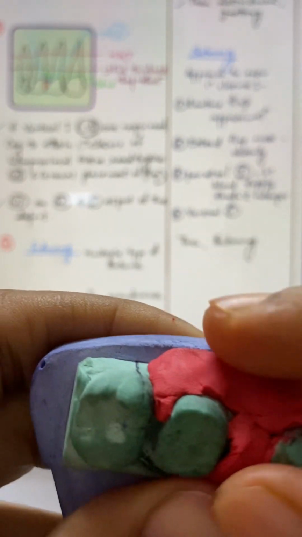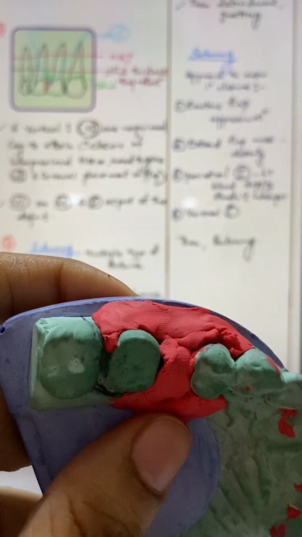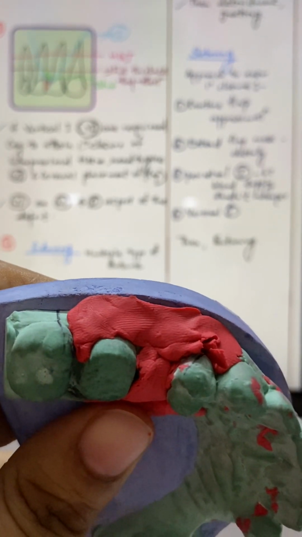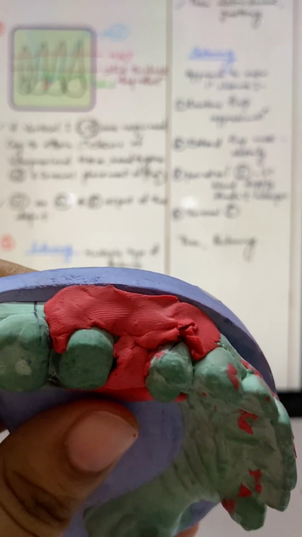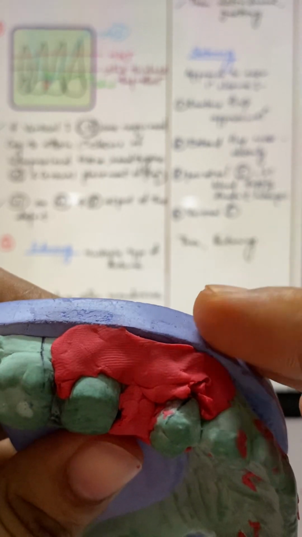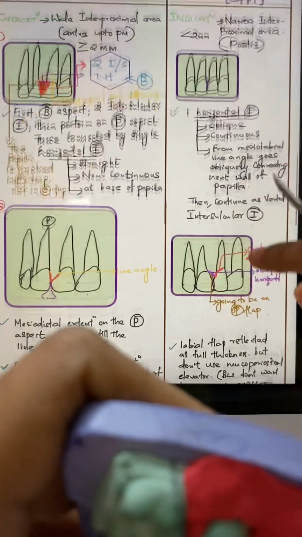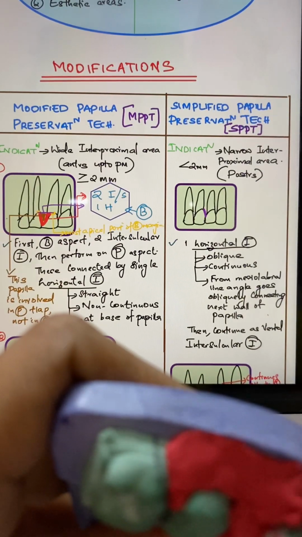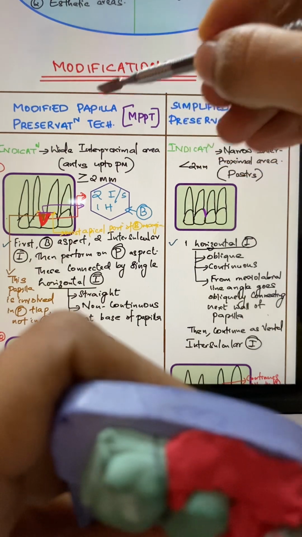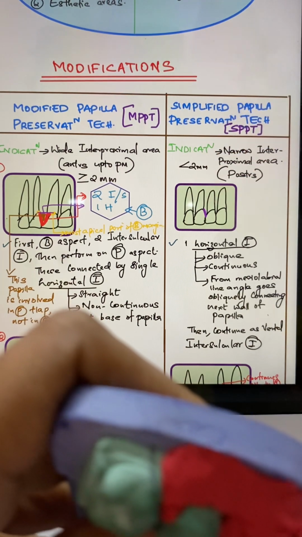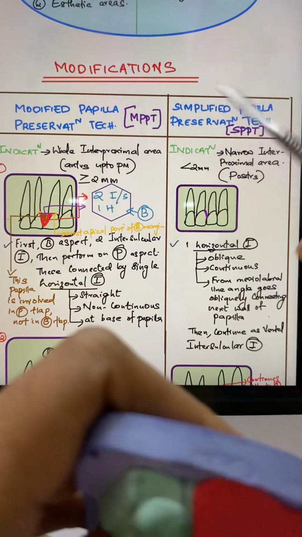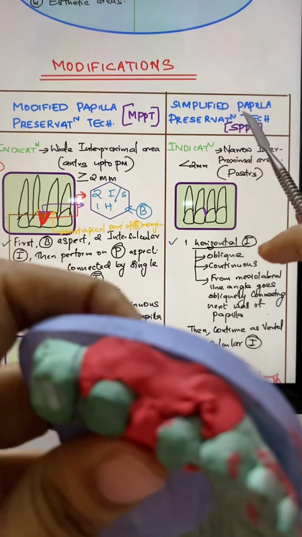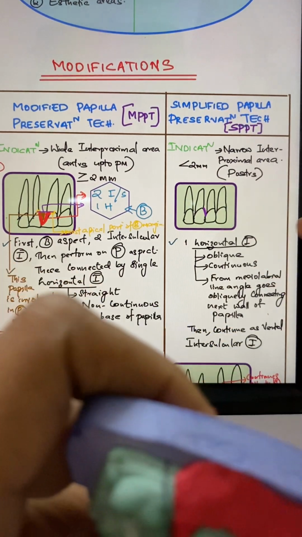The approaches to ensure primary closure are routine flap approximation, extending the flap mesiodistally, periosteal incision and vertical incision. All these approaches we can do to ensure primary closure, and after that we do the suturing. So this is the simplified papilla preservation technique, and this is the modified papilla preservation technique. MPPT can also be done in the narrow interdental region, but more results have come from this SPPT. So that's why we are doing SPPT.